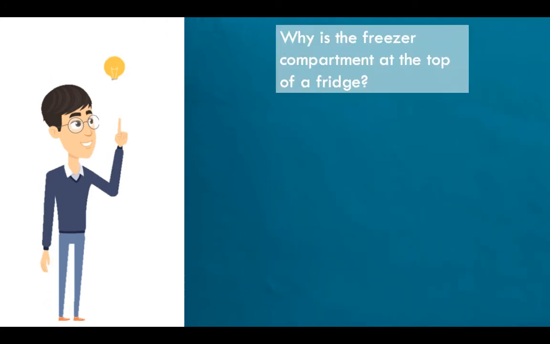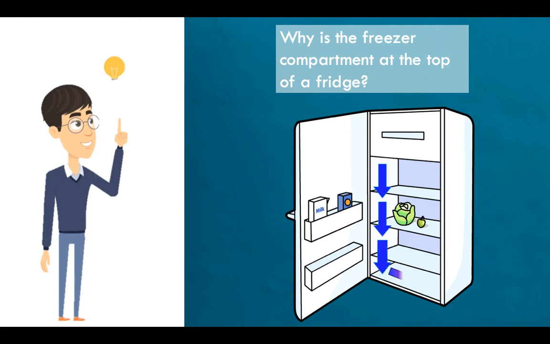Have you ever asked yourself why the freezer compartment is at the top of the fridge? It is actually a good application of convection. We know that cool air sinks and warm air rises. The freezer cools the air at the top. This cold air cools the food on the way down.